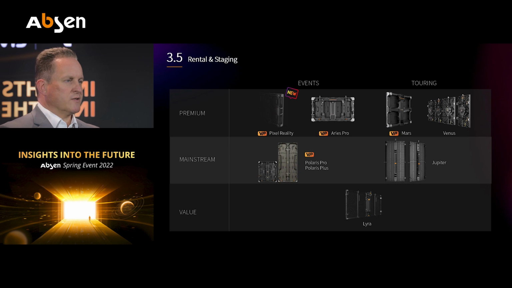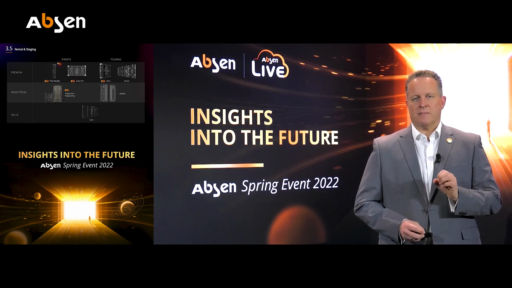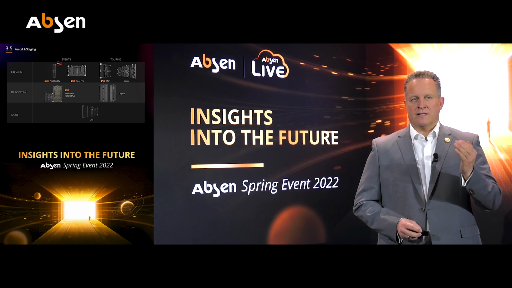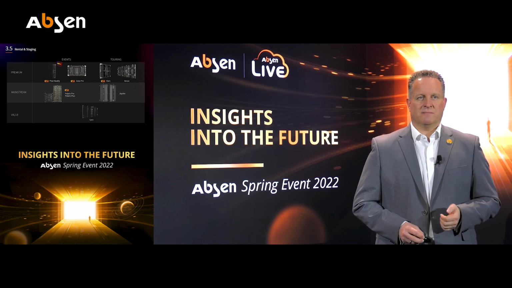Then we have our mainstream, the Polaris, as a Pro and Plus version, the Jupiter as a mesh product within rental and staging, where the Lyra or LR product series is also a mesh product. And because it happened several times, the JP series also has a 4.68 millimeter version, which isn't a mesh, which has, let's say, a closed surface.